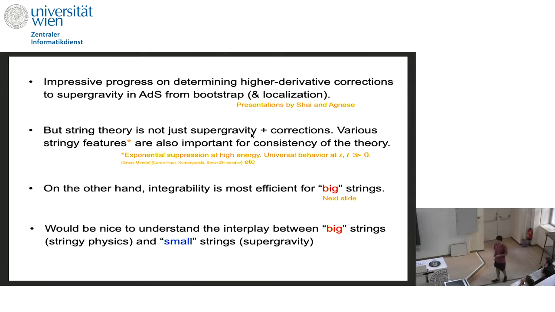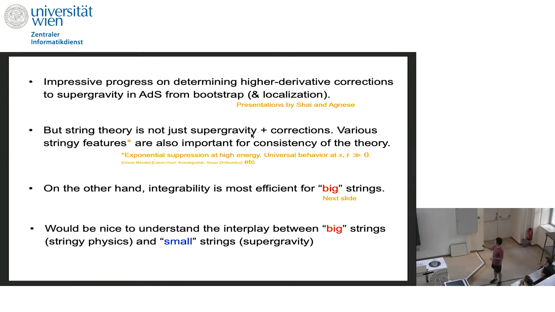As we heard from Shai and Agnese, there has been impressive progress on determining higher derivative corrections to the supergravity in AdS from bootstrap combined with localization. But we also need to remember that string theory is not just supergravity plus higher derivative corrections. And various stringy features, for example the exponential suppression at high energy, or some universal behavior when the Mandelstam variables S and T are very large, are also important in order to have a consistent theory.